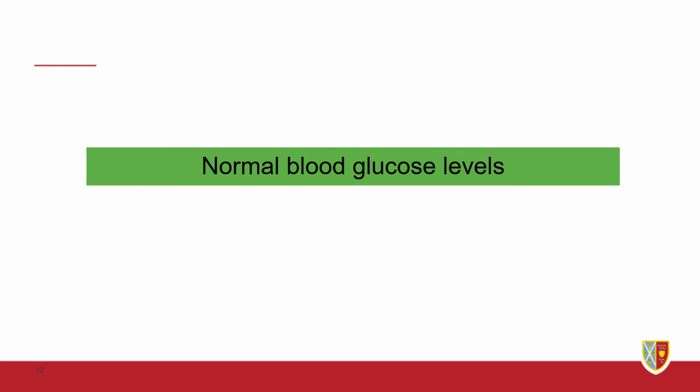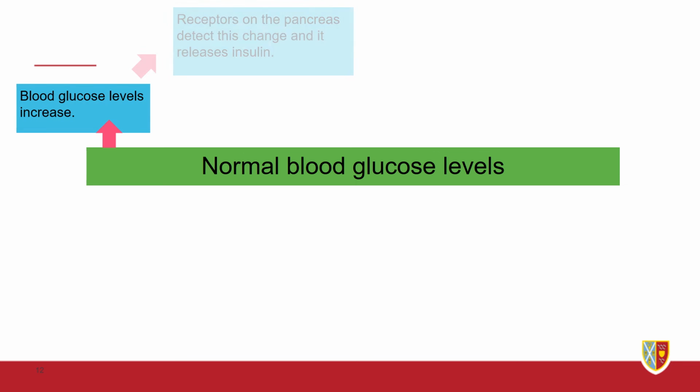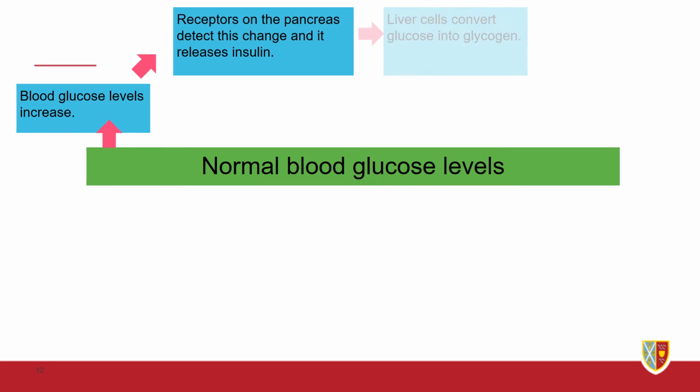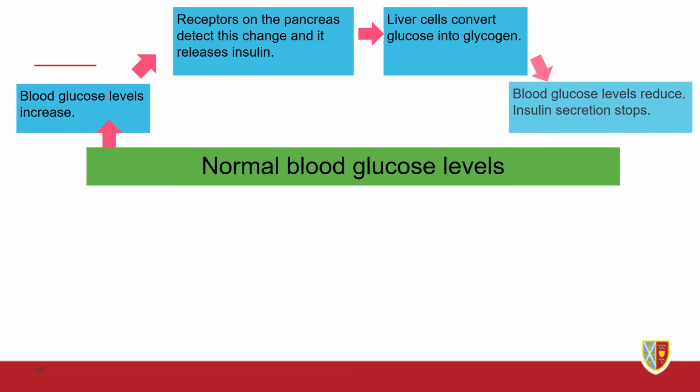So for foundation and higher tier students, blood glucose levels go up. Receptors on the pancreas detect that change and they release insulin. The insulin is going to convert glucose into glycogen and store it in the liver or the muscles in the body, which is going to remove it from the bloodstream and therefore bring your blood glucose levels back down. When they come back down, insulin secretion is going to stop. We're going to stop producing insulin.